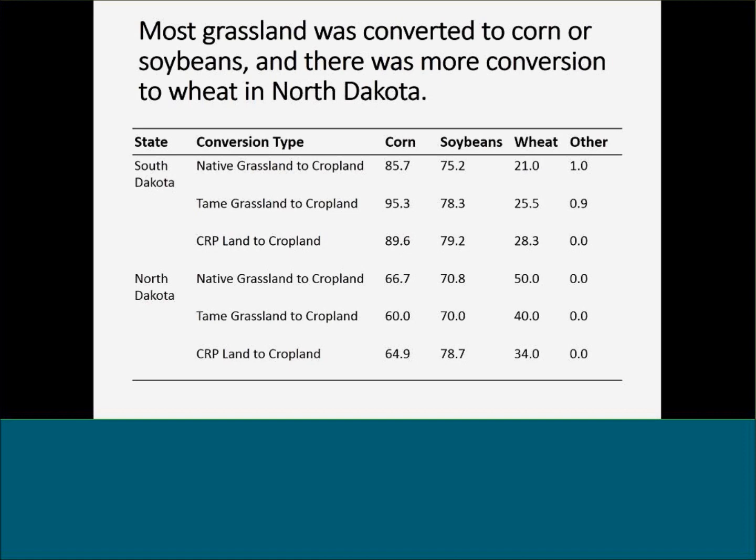And then just to point out what types of crops were being grown on these converted grasslands, it was primarily corn and soybeans. If you look from left to right, the numbers don't add up to 100% because an individual operator may be converting to corn and soybeans, or corn, soybeans, and wheat at different times for different conversions. But it's predominantly corn and soybeans, and as we go up to North Dakota, there's definitely more conversion to wheat happening up there, but still the majority is to corn and soybeans.